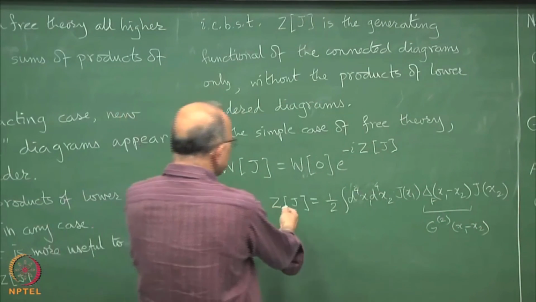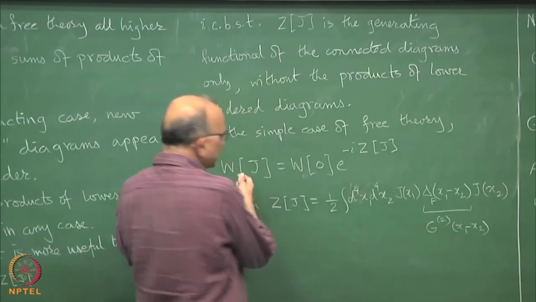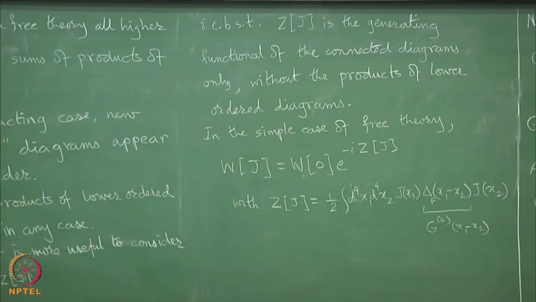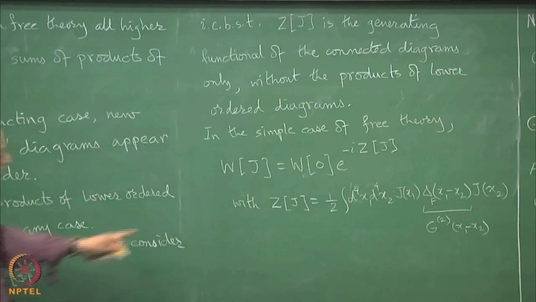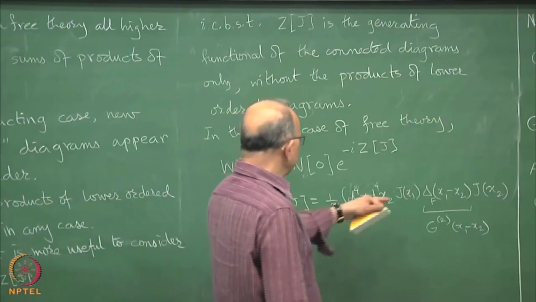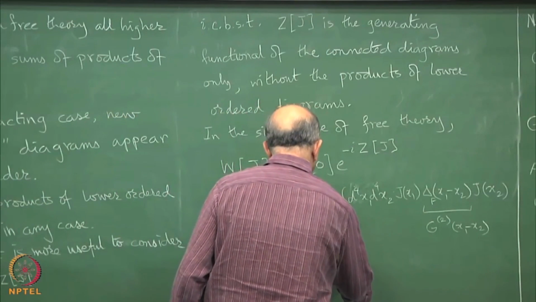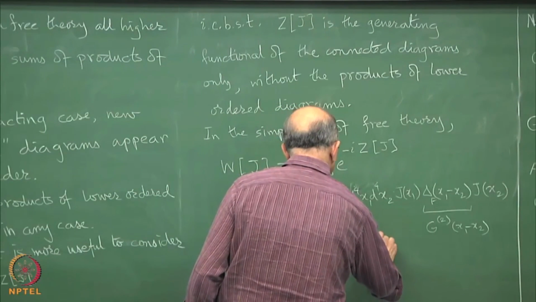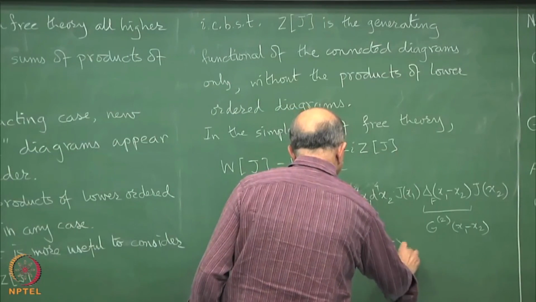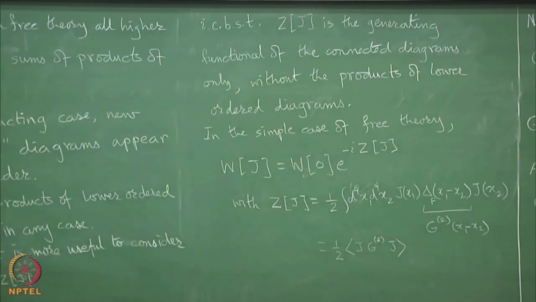And we know that exponentiating just G2 is going to produce the W. So Z, this log of W in the case of the free field theory, is simply, in simple language, equal to 1/2 J G2 J. That's all there is. And because it is a free theory, that's the only non-trivial diagram you have, and its exponentiation will generate all the possible diagrams of W.